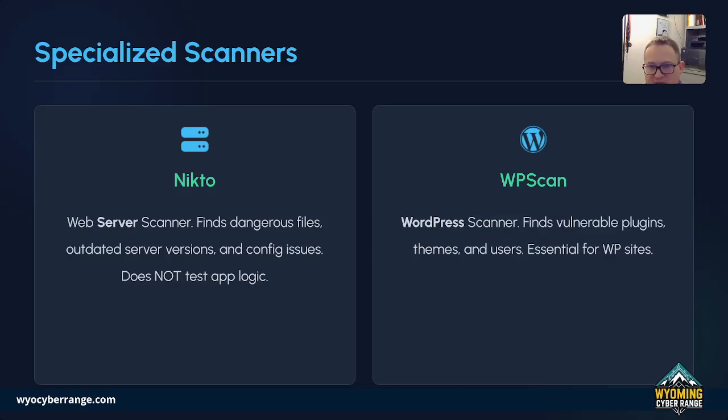Another tool would be WPScan. It's a strictly WordPress scanner. It enumerates different things like vulnerable plugins, themes, and users. So if you see a WordPress site on an engagement, this is the first tool that you'd like to run.